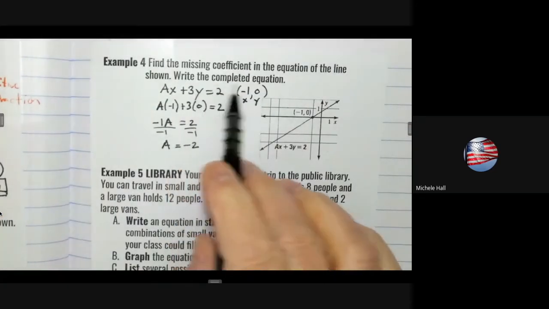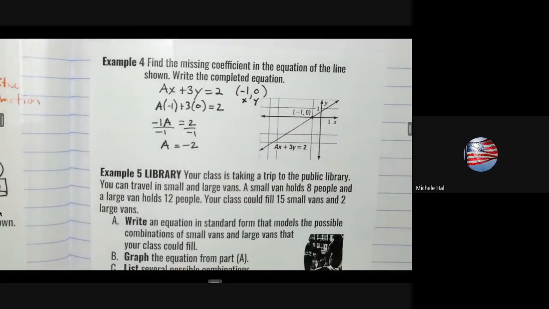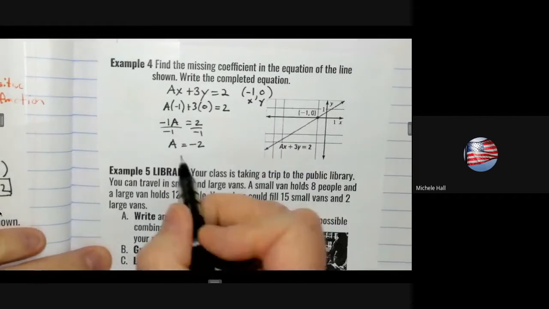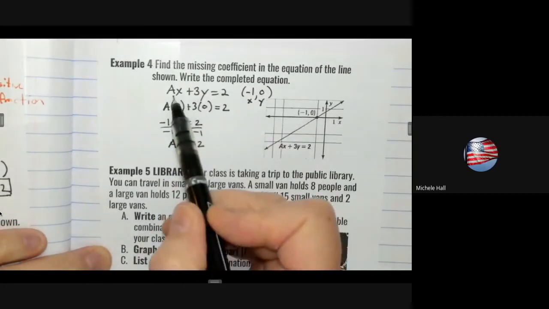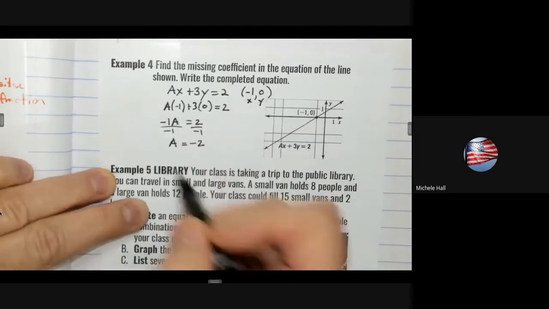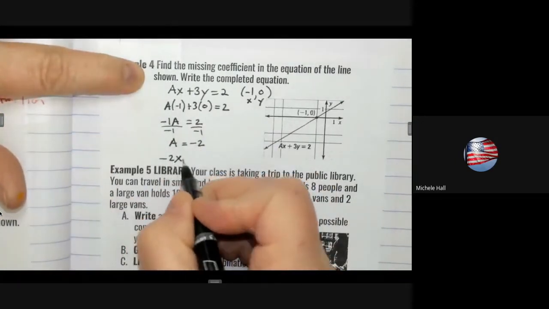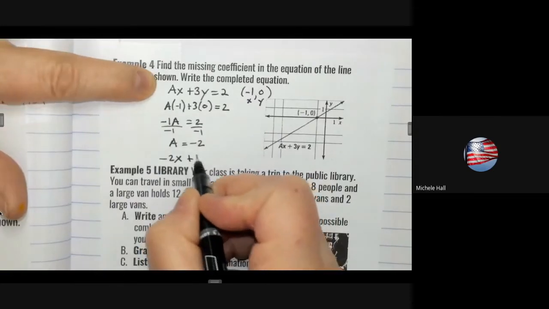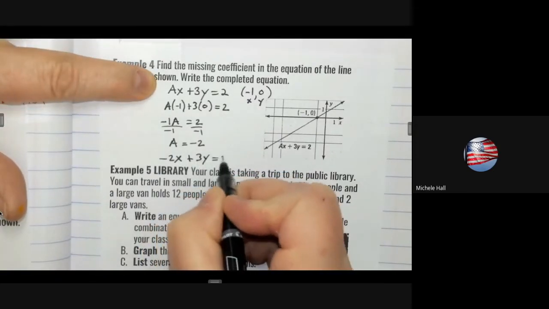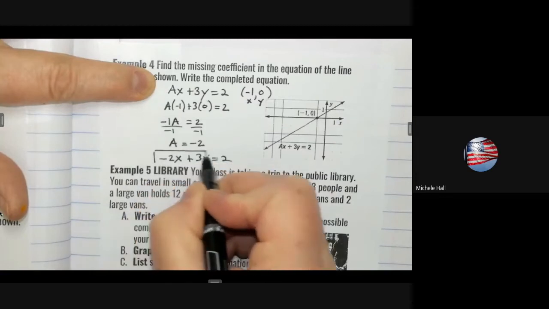Write the completed equation. Do I stop here or do I continue? I need to write the completed equation. Now that I know what a is, I need to substitute in a. So I have -2x plus 3y equals 2. There is the completed equation.